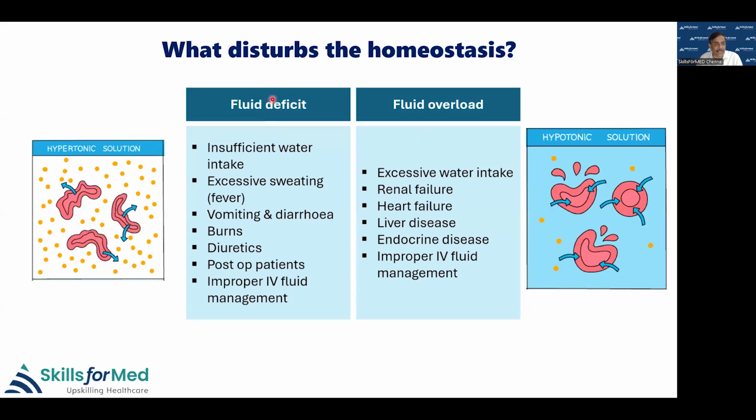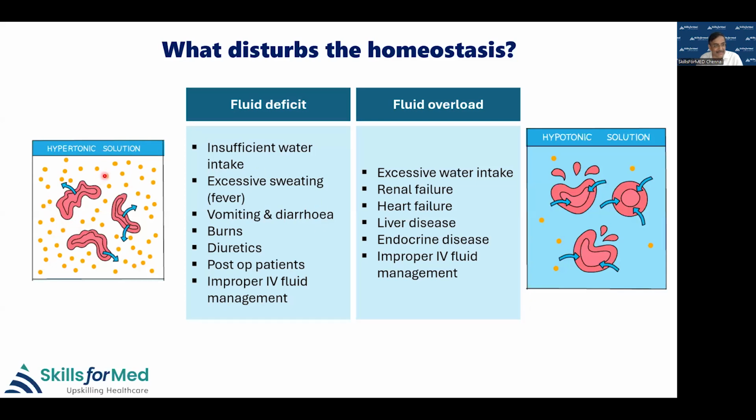So when there is fluid deficit, if you don't take enough water, or if there's excessive sweating when there is fever or heat stroke, acute gastroenteritis causing vomiting, diarrhea, burns where the skin integrity is lost, diuretics causing excess urination, postoperative patients who are unable to drink water, and we are the cause here. Improper IV fluid management, there can be fluid deficit. Fluid overload can come from excessive water intake, when the kidneys are failing, hearts are failing, liver is not working properly, certain endocrine diseases, and again, we work on both sides, right? We can cause fluid overload and we can also cause fluid deficit.